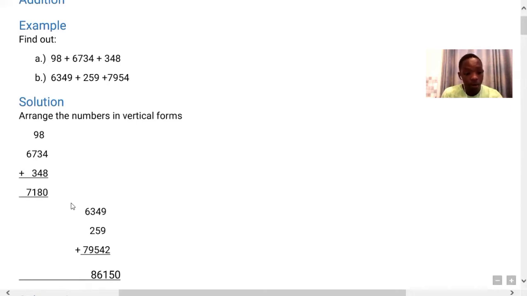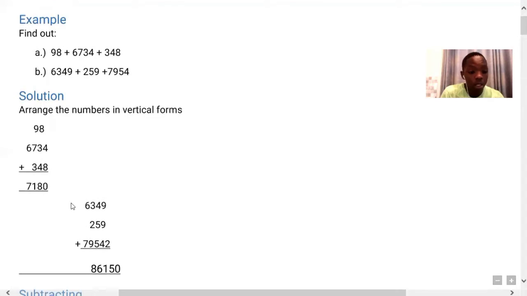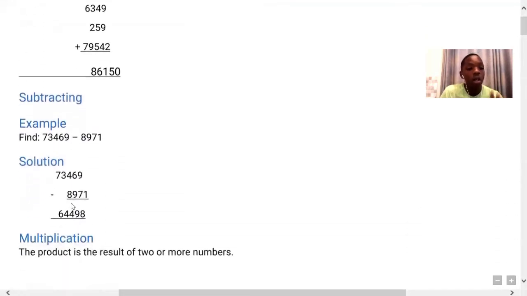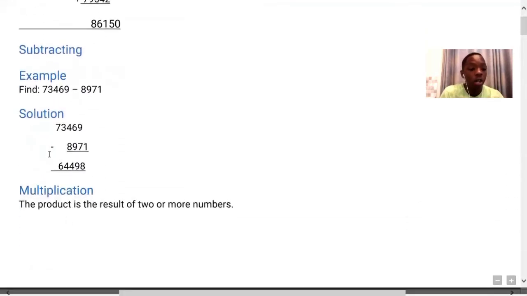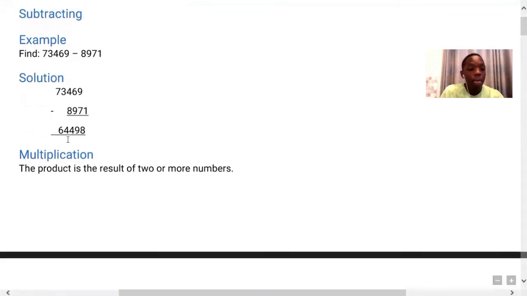Same case for here: ones, tens. Just make sure your ones are aligned, your tens are aligned, your hundreds are aligned, your thousands are aligned, and so on and so forth. Similar case with subtracting. I'm just reminding you.